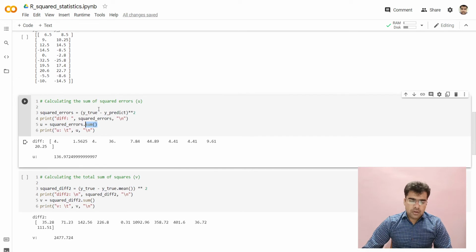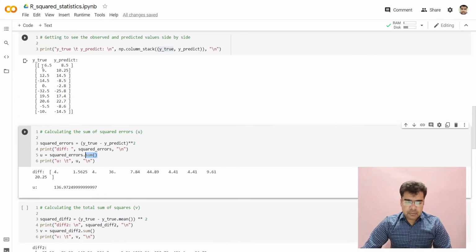As you can see, in the first sample the ground truth was 6.5 and the corresponding prediction was 8.5. So if I subtract the prediction from the truth, it comes to -2. Then finally there is a square term, and the square of -2 is equal to 4. So for the first sample the squared difference is equal to 4.